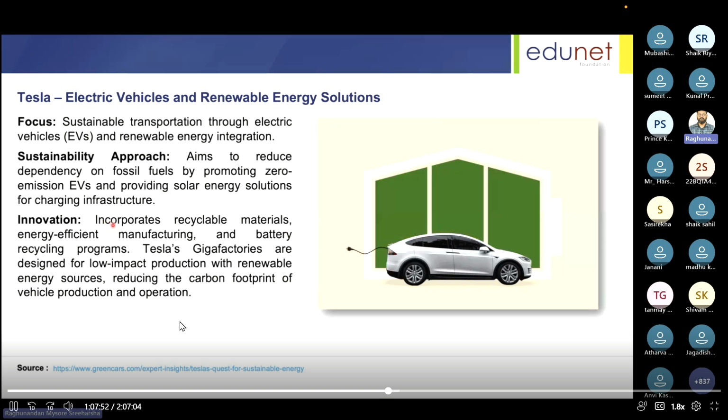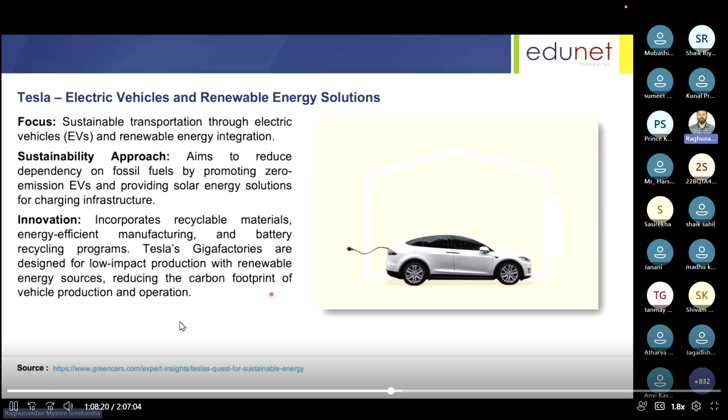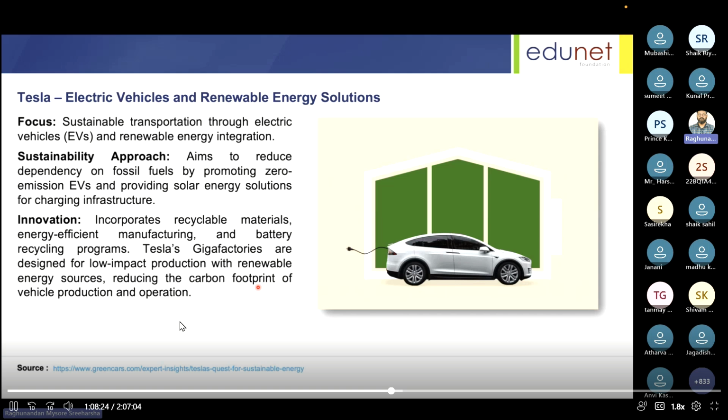What is the innovation? The innovation is that they have incorporated recyclable materials for energy efficient manufacturing. Not only that, the batteries also have something called recycling programs. Means batteries will be disintegrated. The ones that can be reused will be taken and consumed for the next stages. So Tesla's gigafactories are designed for low impact and renewable energy sources, reducing the carbon footprint. As I said, the larger amount of carbon footprint comes from industries by burning, right? More carbon is being generated. So we have to reduce that. So that is what the electric vehicles from Tesla are doing.